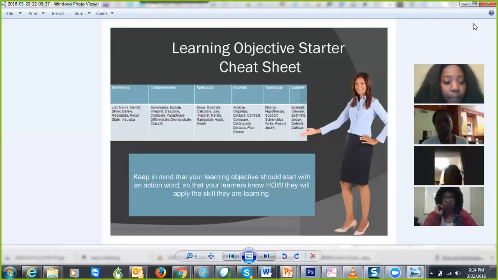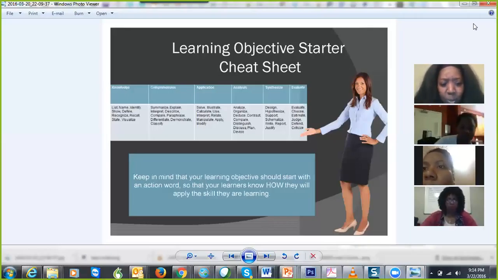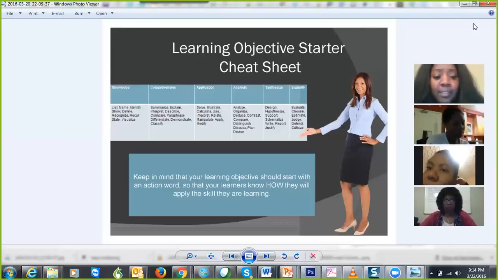Yes. Okay. So if it's a knowledge-based measurement for what you want them to know, these are examples of words that you'll use as learning objectives, right? Action words. Okay. So let's go to the next one. Comprehension. Let's say you want them to understand something, like you want to know that they understand it. So in order to know that they understand it, you're going to ask them to do things like summarize for you, right?